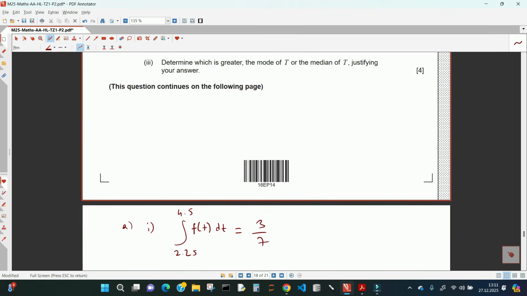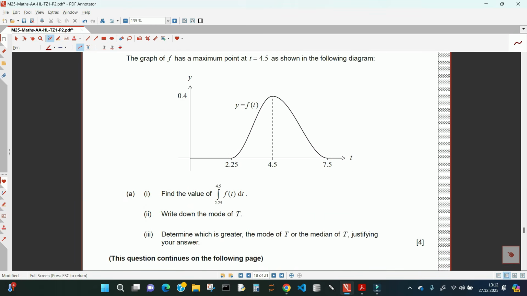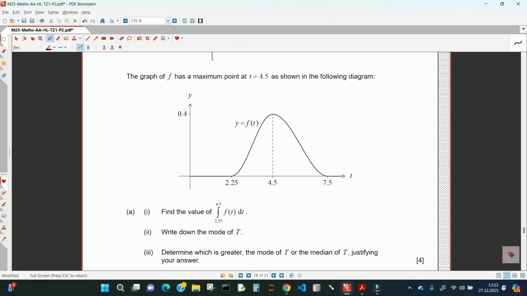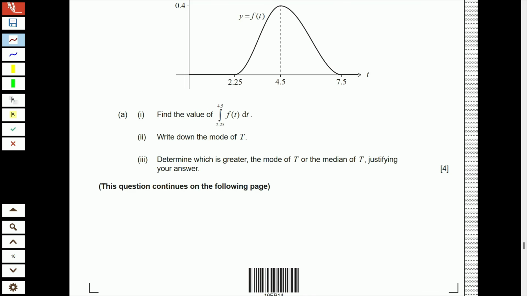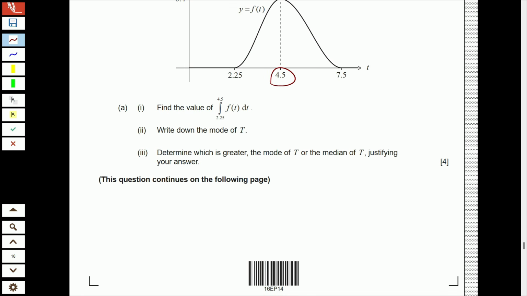Now write the mode of t. As you see on the diagram, the point 4.5 has the maximum value of the probability, so this is going to be the mode. The mode is 4.5. And the third question: determine which is greater, the mode of t or the median of t.